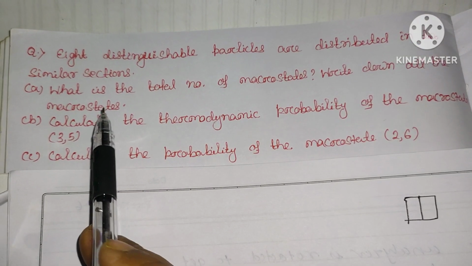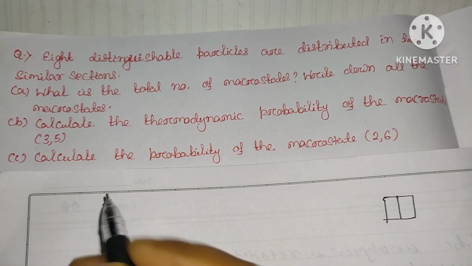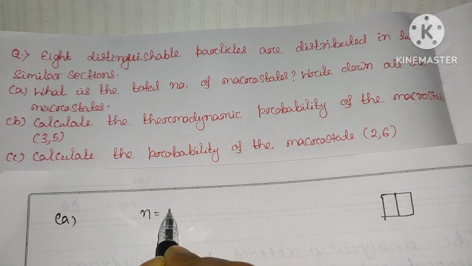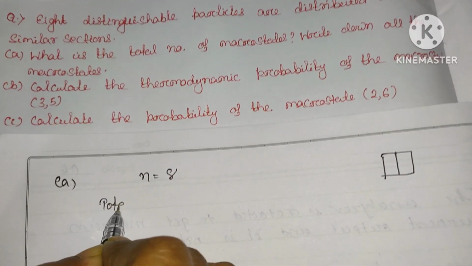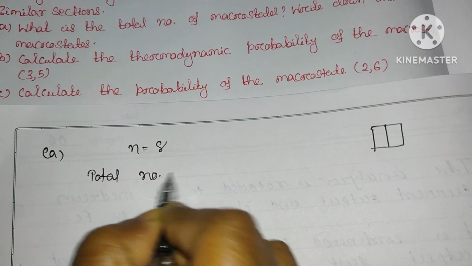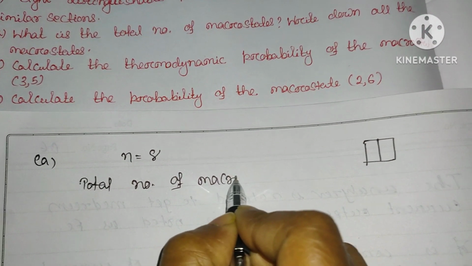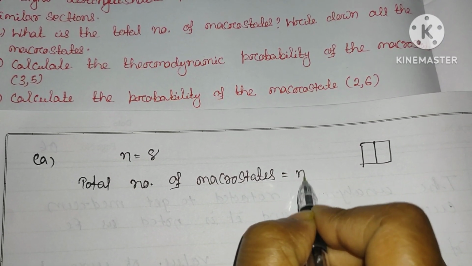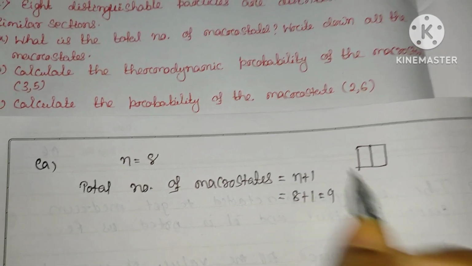The first question is, what is the total number of macrostates? The total number of particles is given, n equal to 8. So the total number of macrostates will be equal to n plus 1. That is simply 8 plus 1 equal to 9.